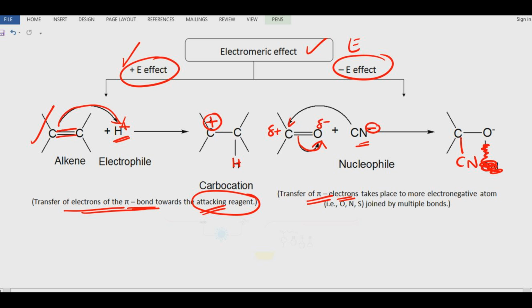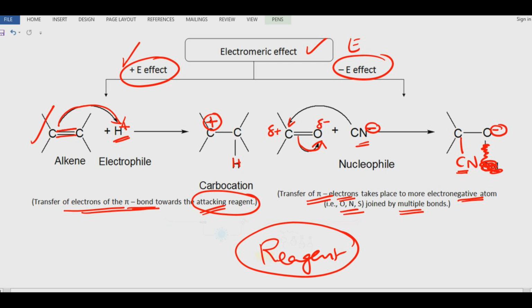to make altogether 4 bonds with the carbon atom. So here pi bonds are going away from the CN minus, or it is moving toward the electronegative element. So it moves to the electronegative element like oxygen, nitrogen, sulfur when they are joined by multiple bonds. And remember, this is taking place only in the presence of the attacking reagent. Suppose there is no attacking reagent, if it is removed, then you will get back the original molecule.